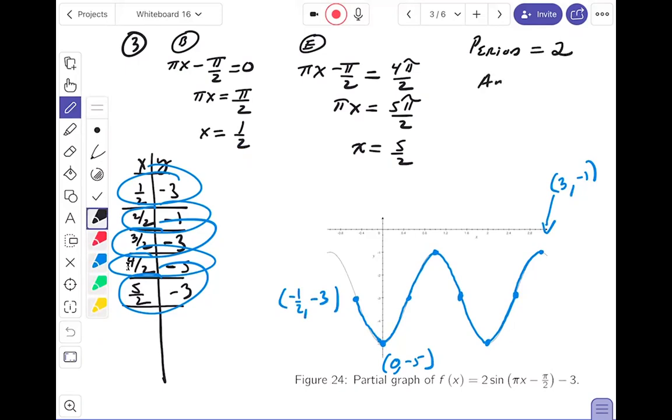Let's talk about the amplitude. And what's the amplitude over here? Well, it's going between minus 1 and 5, and the distance between those two numbers is 4. So its amplitude is 2. All right, let's look at the answer key. And what does it say? Yeah, it gives the picture we have. I just stole it from the notes.